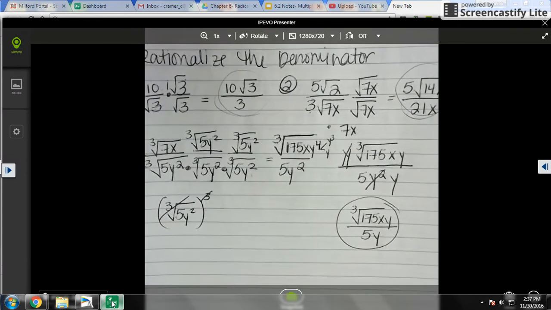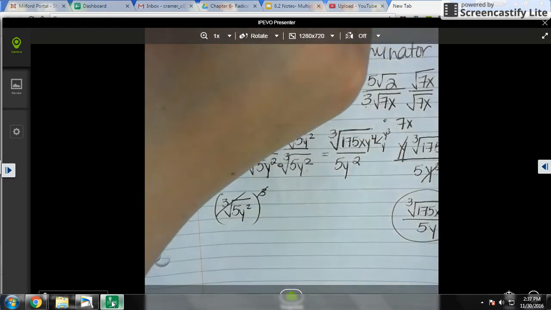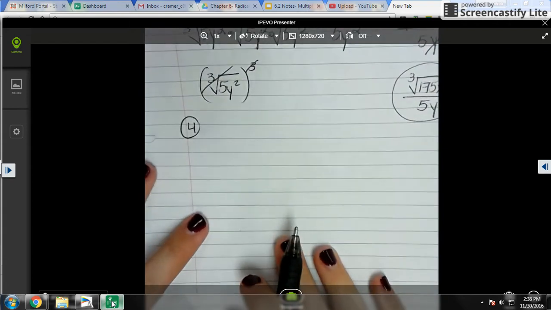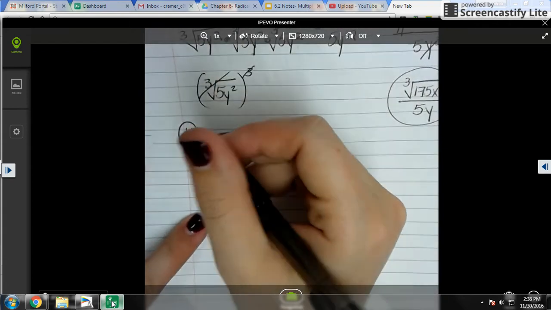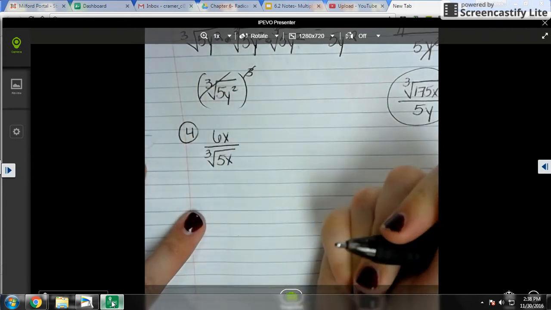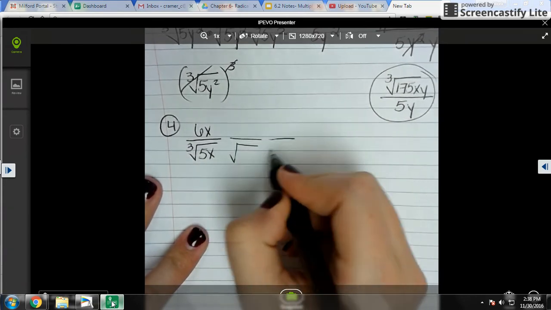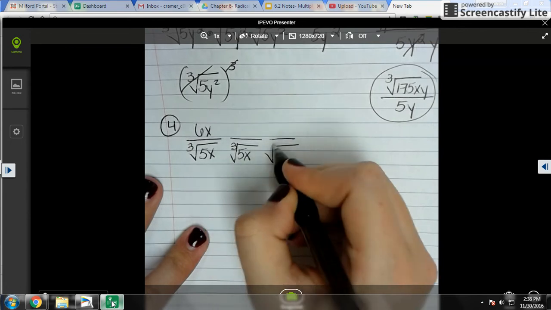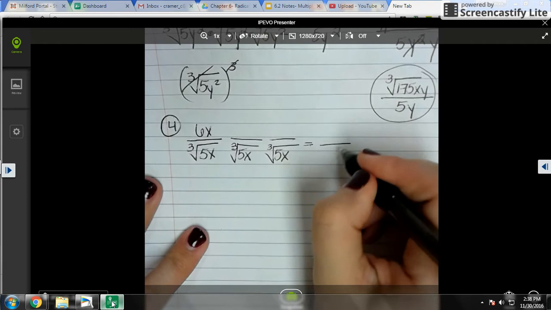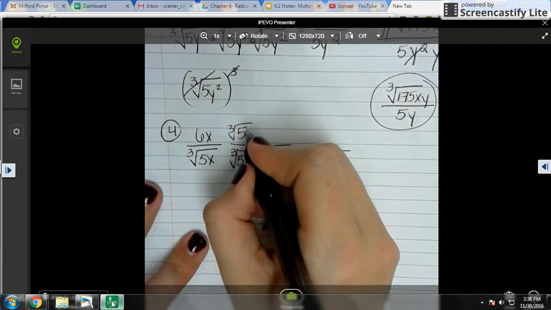All right, now over here, a little bit more room. Last one. Our last one is going to have one on the inside and the outside and be a cube root. All right, so same thing again, we need to do the inverse operation. So that would be multiplying by itself 2 additional times to make it a total of 3 times, which would give us just 5x on the bottom. And we also have to do the same on top.